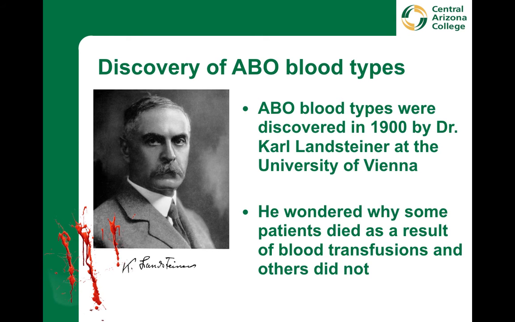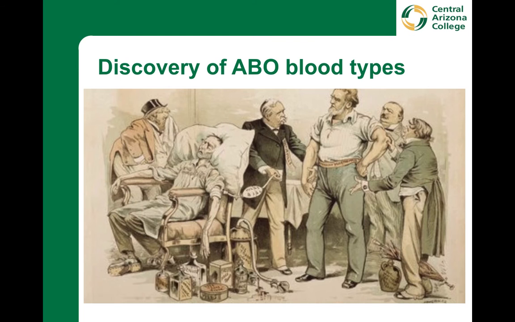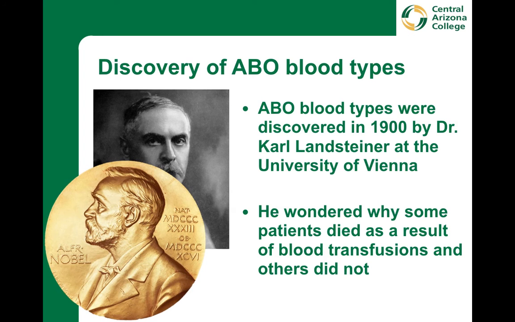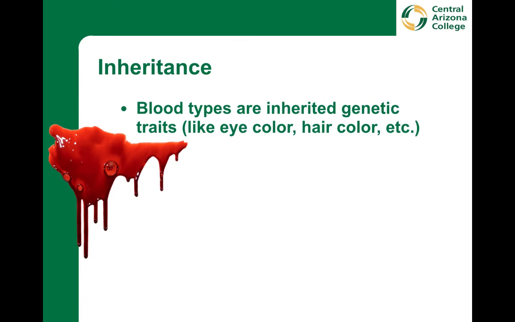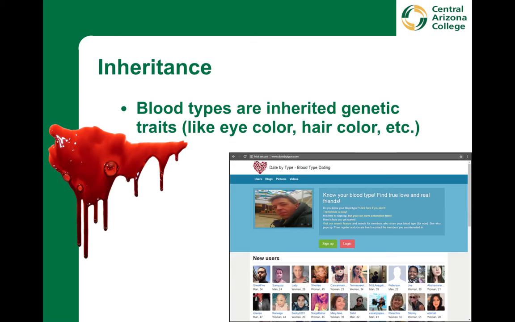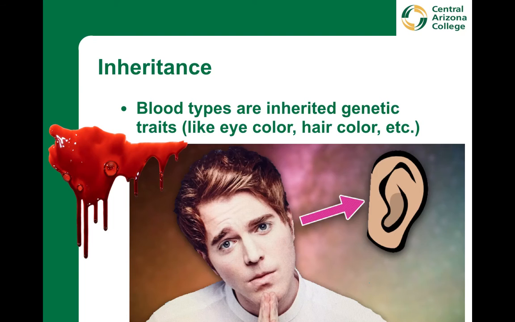The blood groups were discovered around 1900 by Karl Landsteiner. He wondered why some people were saved as a result of blood transfusion, but some died. Isn't that a good question? In fact, in 1930, he received a Nobel Prize for his work on this. Blood types are inherited genetic traits, so they are just like other things that we inherit. Which again makes me think of this date by blood type thing. What if I come up with match by earlobe type? That makes just as much sense.